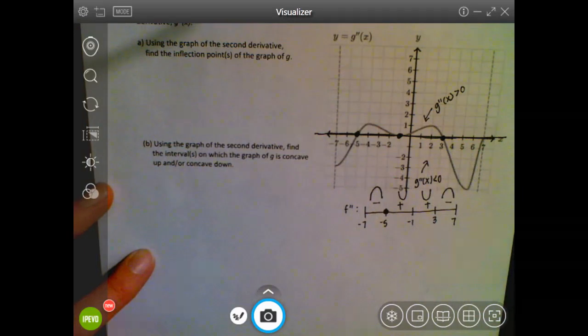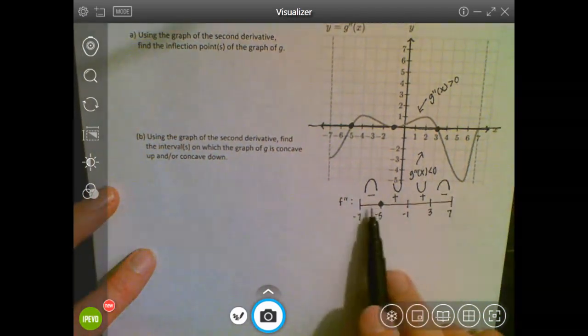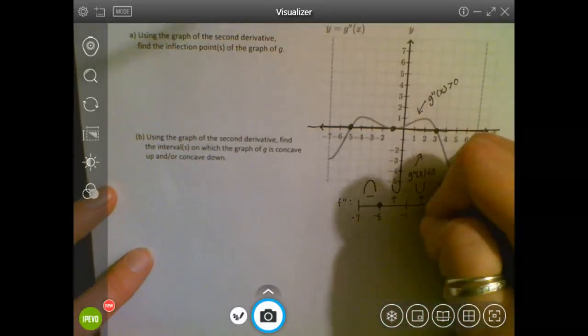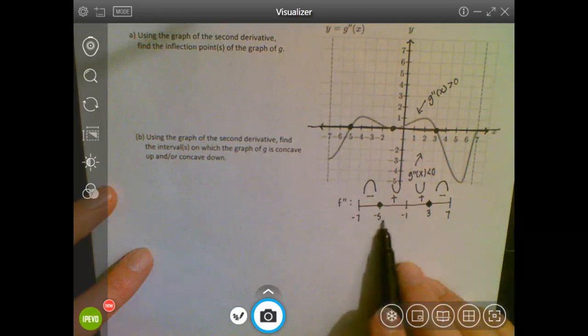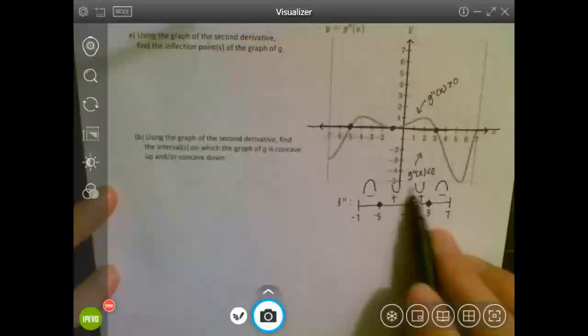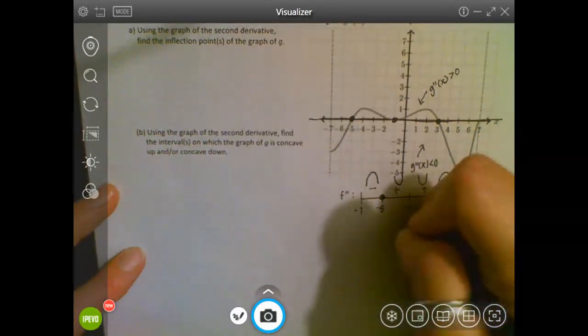So our points of inflection are only happening where our concavity is changing from negative to positive or from positive to negative. So our points of inflection here are only happening at -5 and +3, because concavity is not changing at -1. So that would not be a point of inflection.